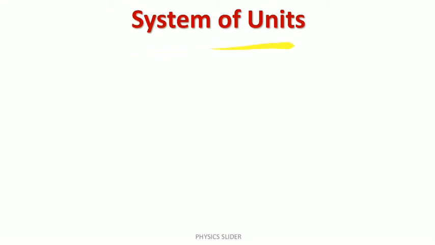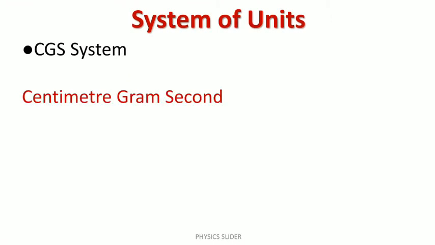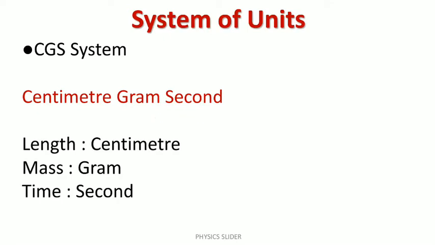Moving ahead, we have the system of units. Here are some systems of units that we are going to discuss. The first one is the CGS system. CGS stands for centimeter, gram, second. It is a system of units in which the length is measured in centimeter, the mass is measured in gram, and the time is measured in second. That is called the CGS system.